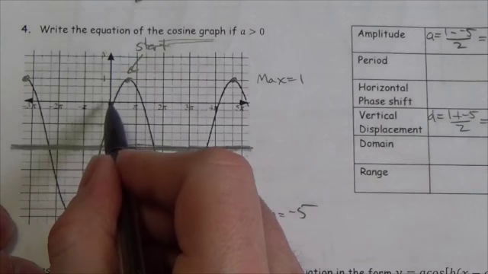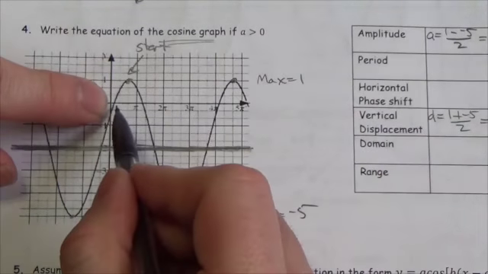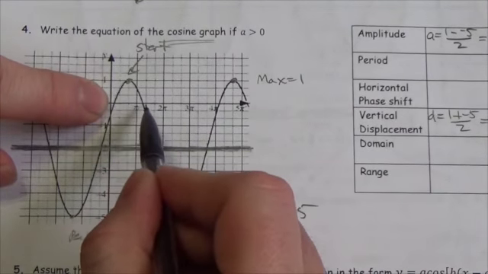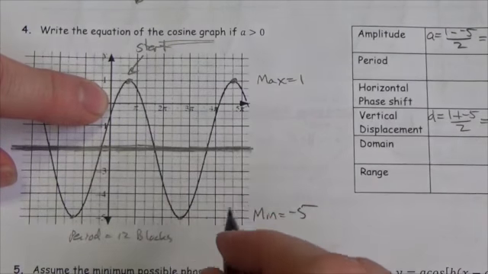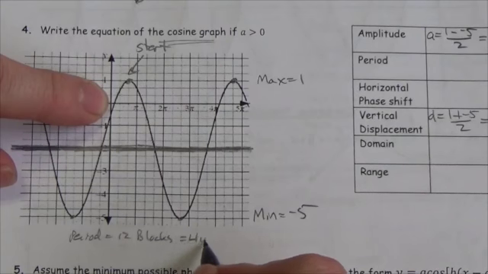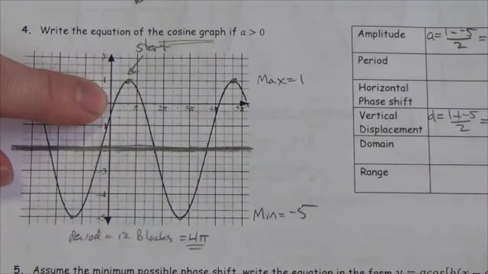So I go to my graph here, I go to 0, and now I'm going to count it out here. 1, 2, 3, 4, 5, 6, 7, 8, 9, 10, 11, 12. Okay, 12 blocks is 4 pi. So my period is 4 pi.